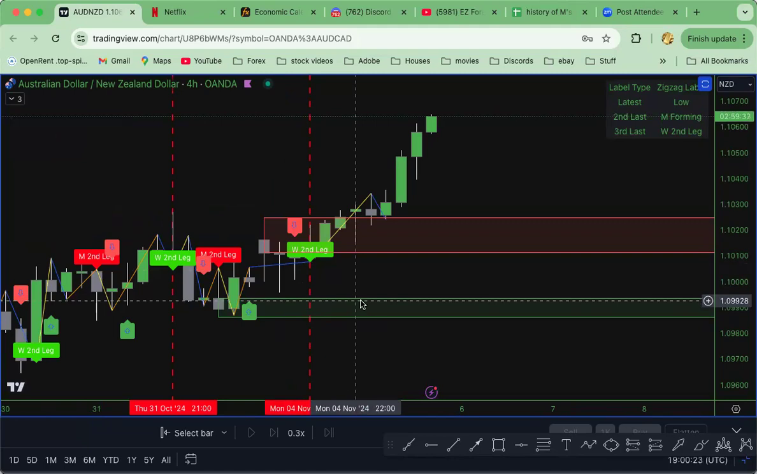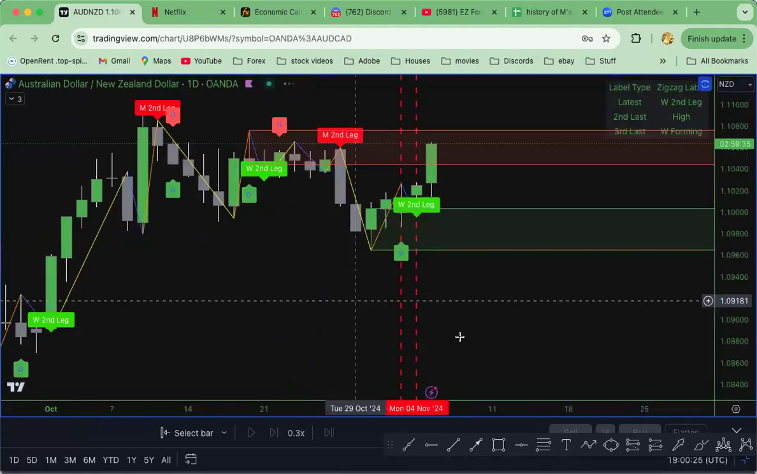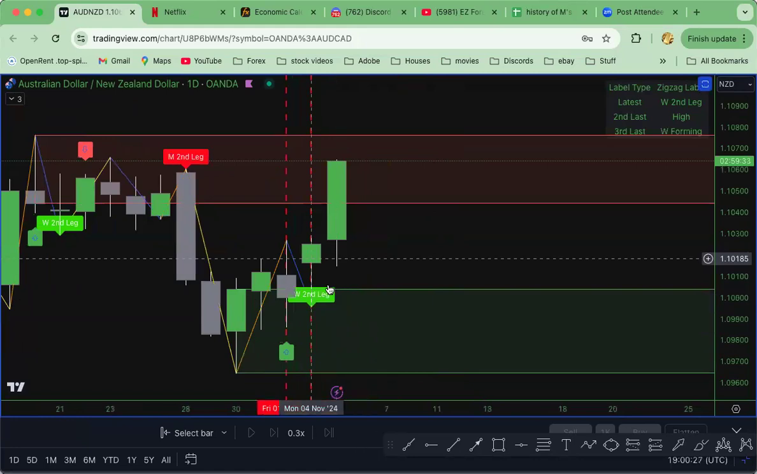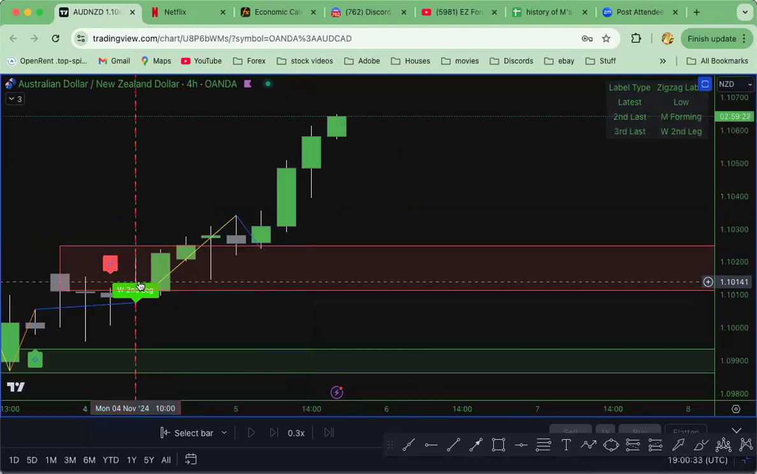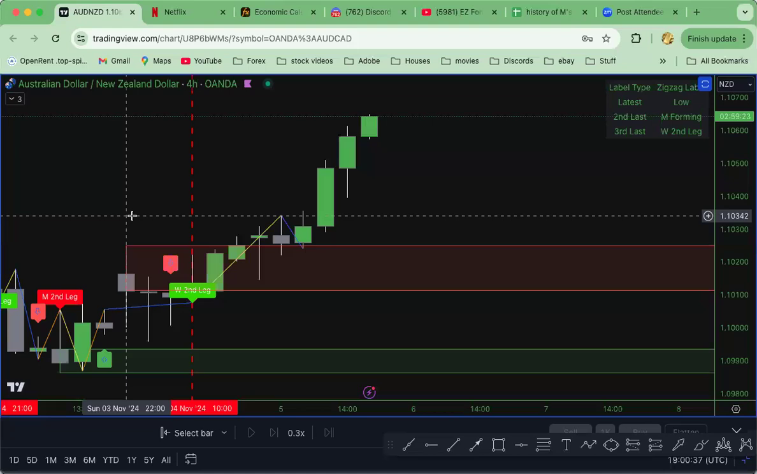So let's go back to the daily. Boom. You can even see at this same daily second leg, if we go to the 4 hour chart, on the Monday, we had a second leg of a W forming here as well. So you can see how the pattern follows itself up time frames, and how you're able to say, okay, this is how I can get an entry in this pair, because the 4 hour created a second leg of a W, which was therefore going on to a daily second leg of a W.